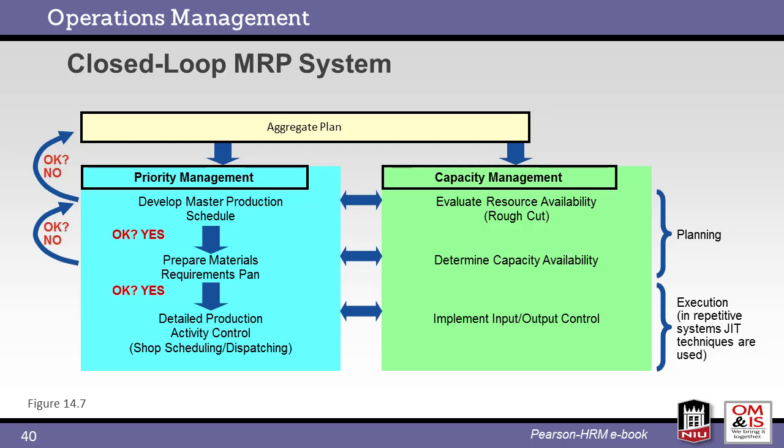Once there is alignment, we pass the master production schedule down to prepare the materials requirements plan. Here again we check for available capacity to see if the MRP is reasonable. If not, feedback is provided to the master production schedule to request a change so that there is alignment. Once alignment is achieved, the detailed production activity control is defined, and execution of the activity begins.